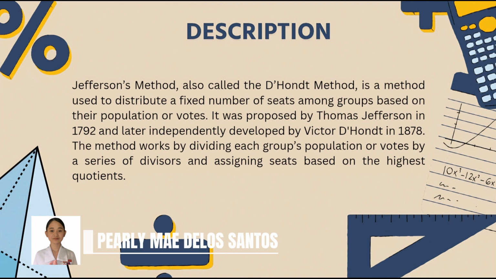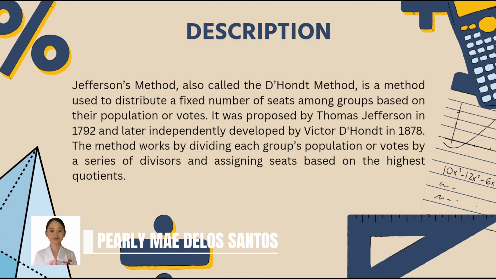Jefferson's method, also called the D'Hondt method, is a mathematical method used to allocate seats in a proportional representation system. It was first proposed by Thomas Jefferson in 1792 and later independently developed by Victor D'Hondt in 1878. This method distributes a fixed number of seats among groups or parties based on their population or total votes.